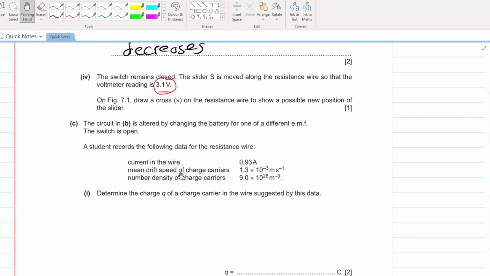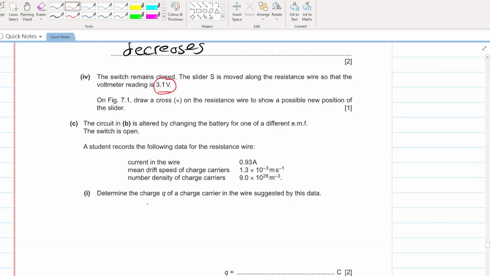We have put in a battery of a different EMF. The switch is open. Okay, now the switch is open. The student records the following data for the resistance wire. The current in the wire is this. Number of charge carriers is this. Mean drift speed. Okay, we are given the drift velocity. Number of charge carriers is also given. Perfect. Determine the charge Q of a charge carrier in the wire suggested by this data.